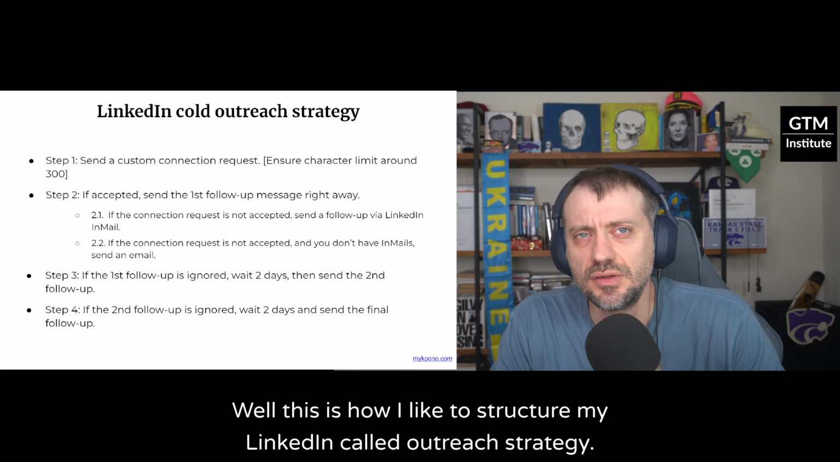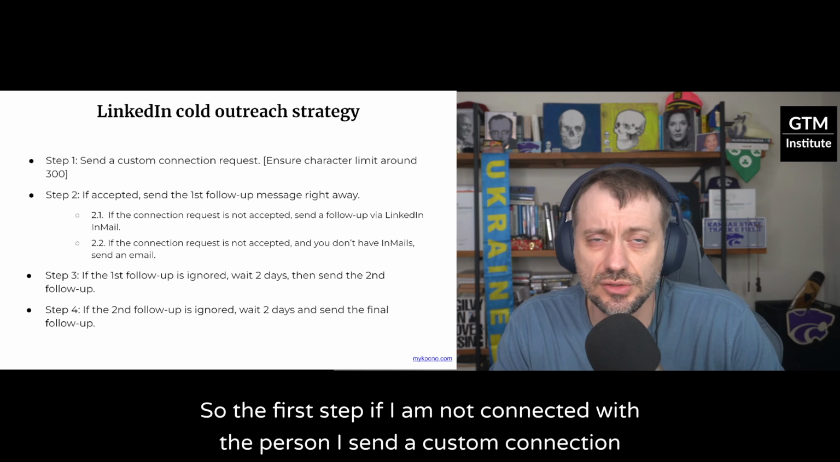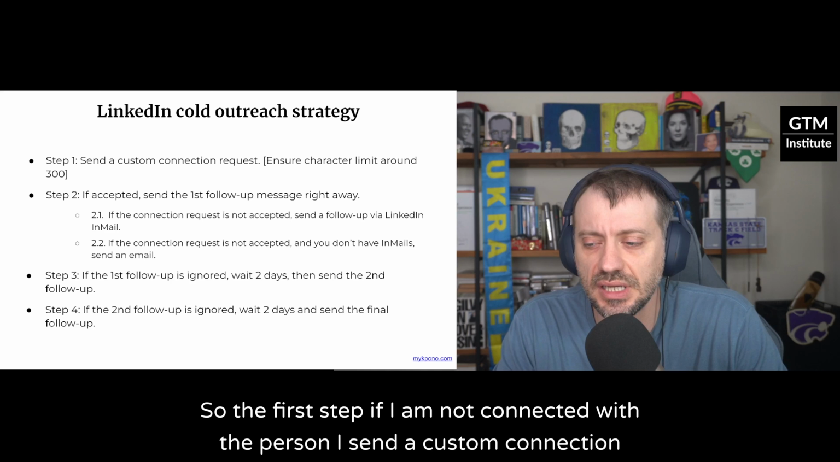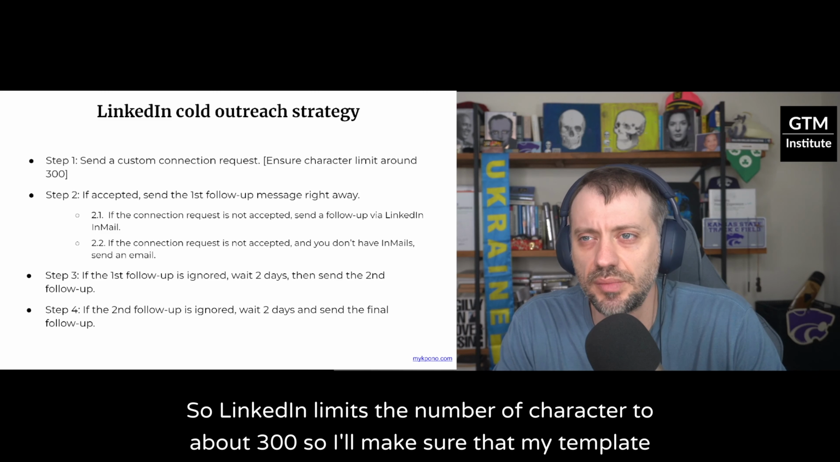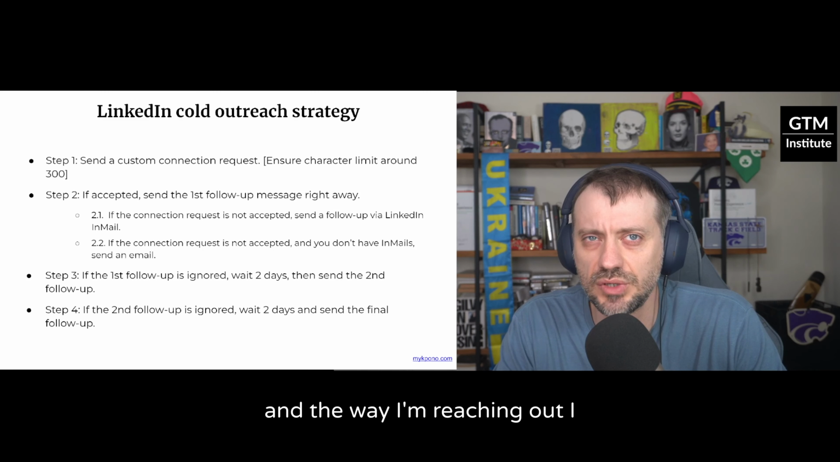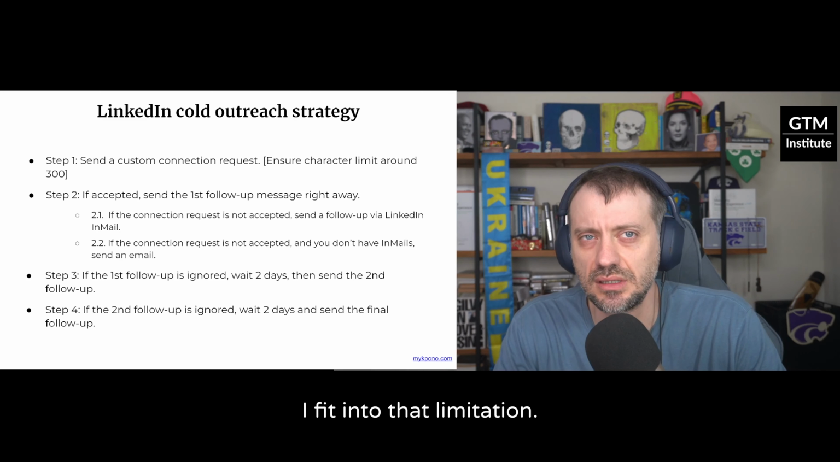Well, this is how I like to structure my LinkedIn cold outreach strategy. The first step, if I am not connected with the person, is to send a custom connection request. LinkedIn limits the number of characters to about 300, so I'll make sure that my template and the way I'm reaching out fit into that limitation.